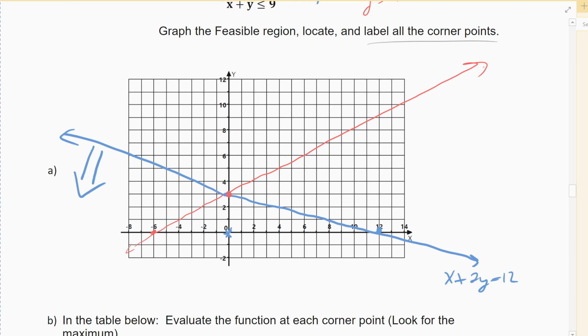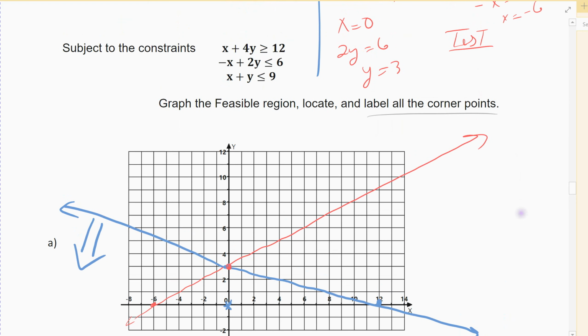Alright, so there's my second line, which was negative x plus 2y equals 6. And I'm going to use, again, the same test point, 0, 0. So I'm going to test using 0, 0. This time I plug 0 in. 0 less than or equal to 6. So that's true, which means that's my true side.